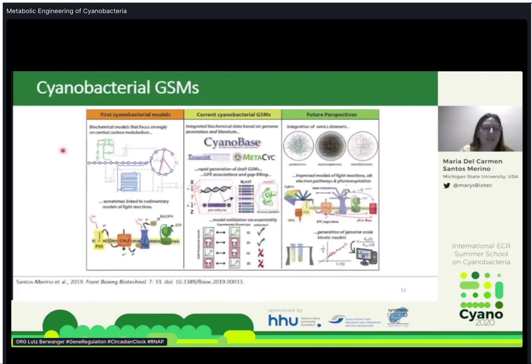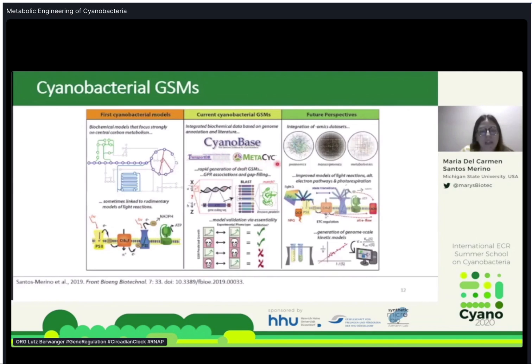In this slide, I'm going to show how cyanobacterial genome scale models have been developed. First, cyanobacterial models were very basic. They included only information about central carbon metabolism and some rudimentary light reactions. But the recent models have been improved more and more because they base the information on genome annotation and literature. They can use information from databases such as CyanoBase, Transport Database, and MetaCyc.